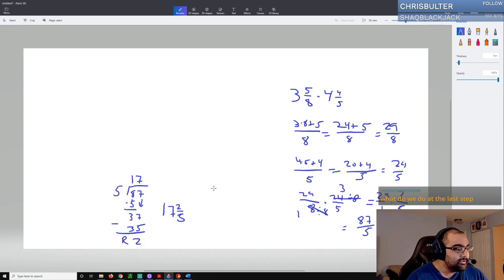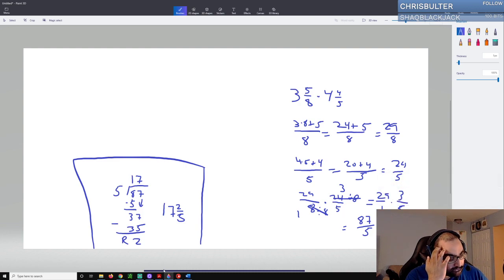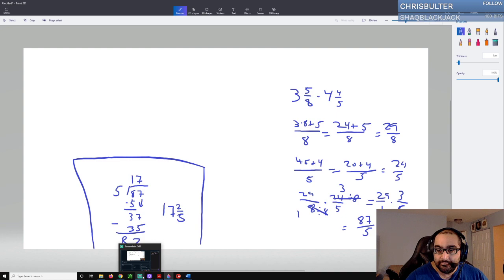What do we do at the last step here? We convert the improper fraction to a mixed number. So once we get the 87 over 5, we convert it into the mixed number, which you see here. This is the work to get to that mixed number. Let's look at the next one. We've got a few more to do, so let's do that.